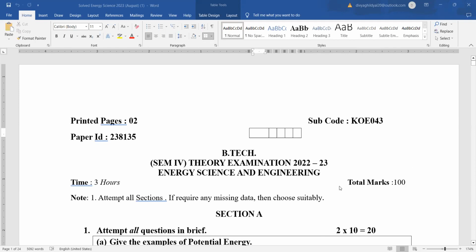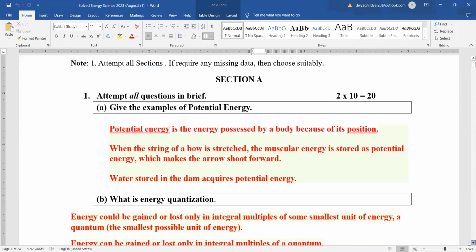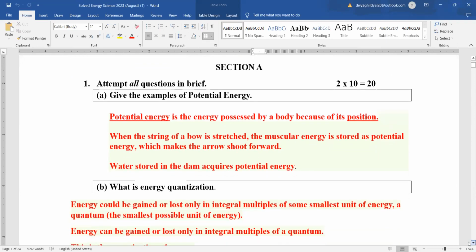So on the whole, it was a 100-mark paper. Time given was 3 hours. You were having 3 sections, A, B, and C. Section A, the questions were of 2 marks each.